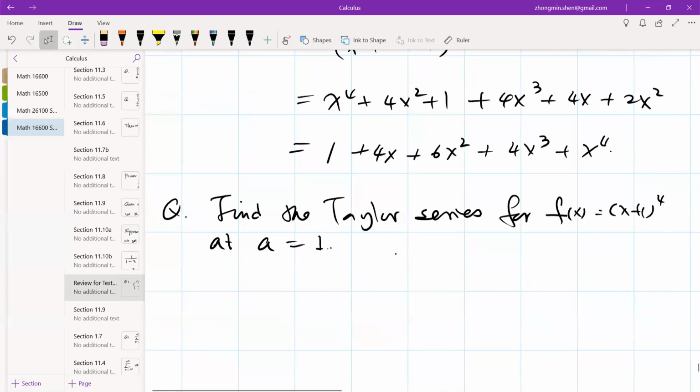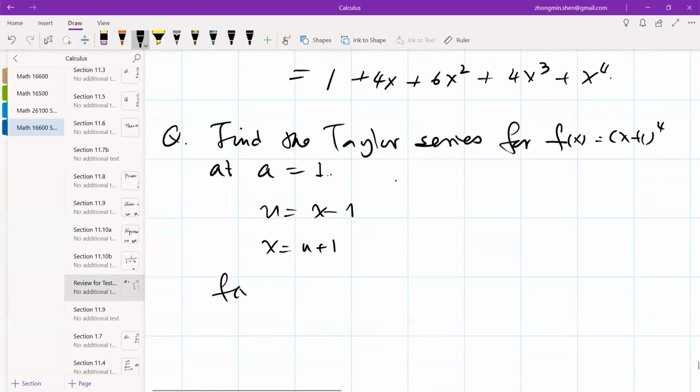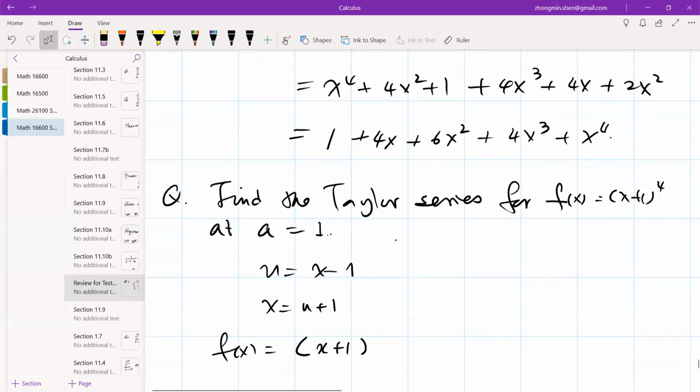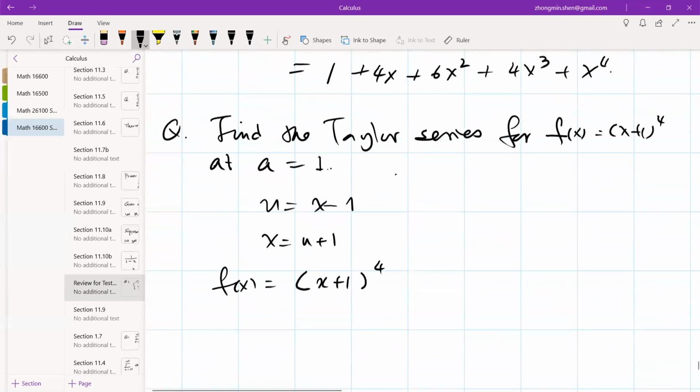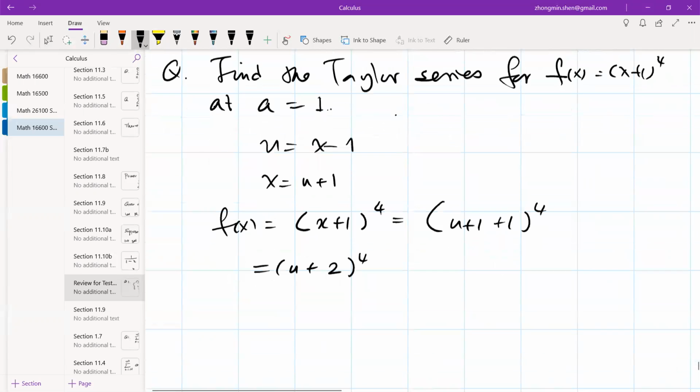Okay, it's the same idea. So u equals x minus 1, right? Then x is going to be u plus 1. So f of x, let's go back to the original one, right? It's x plus 1 to the fourth power, right? So x is u plus 1, and plus 1, to the fourth power. Right? So it's going to be u plus 2 to the fourth power. Then you multiply this out.